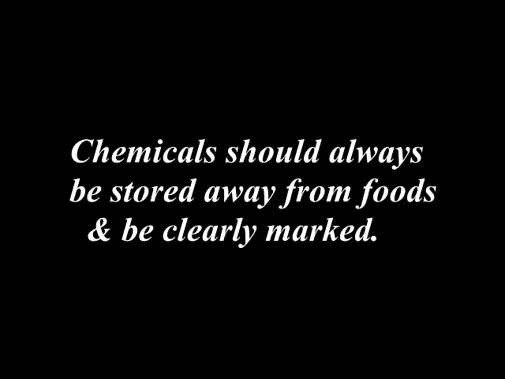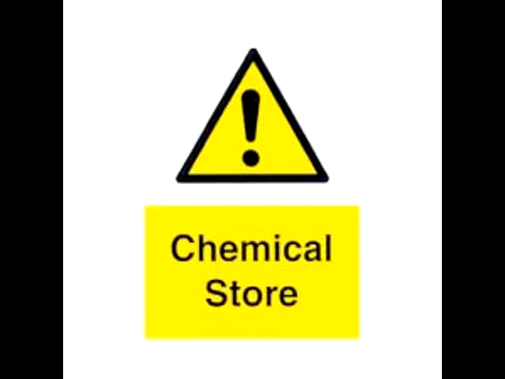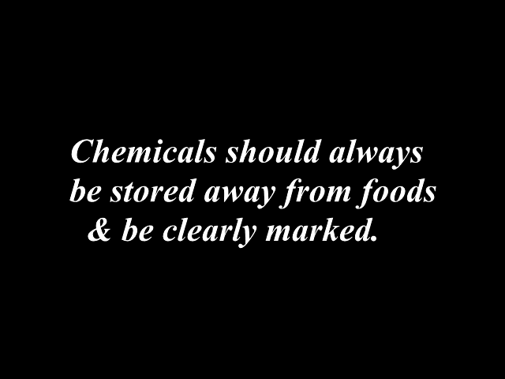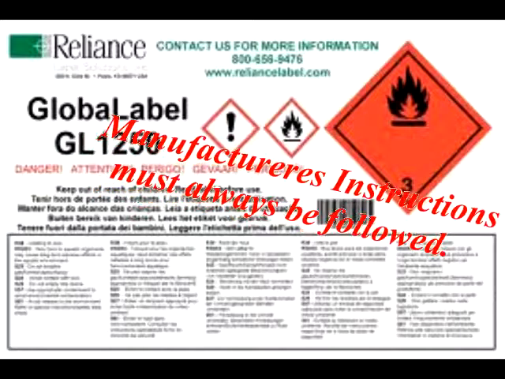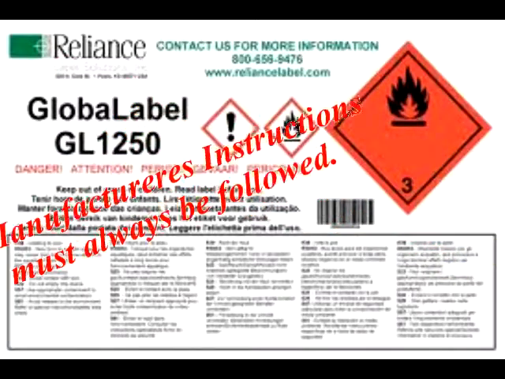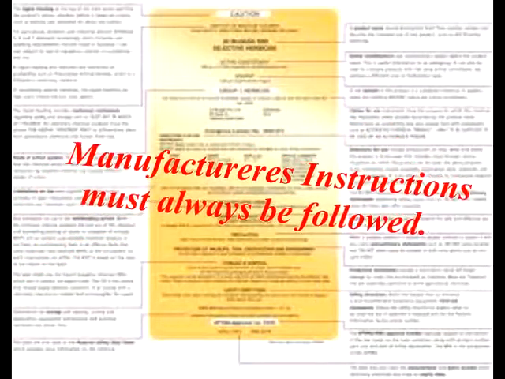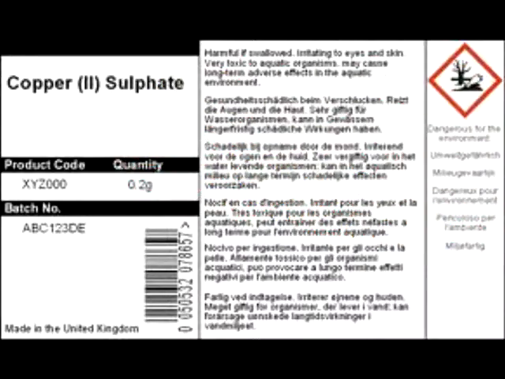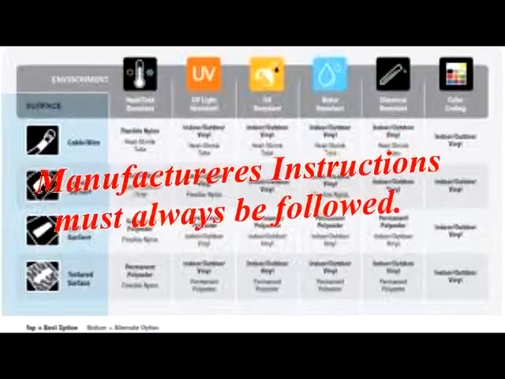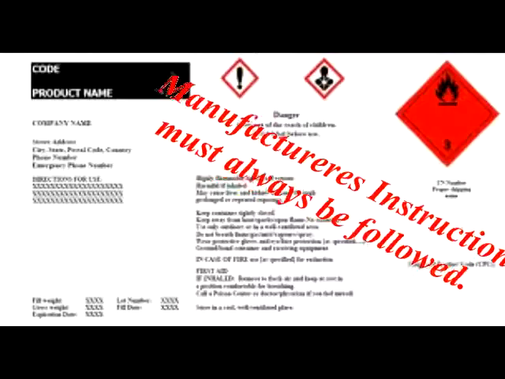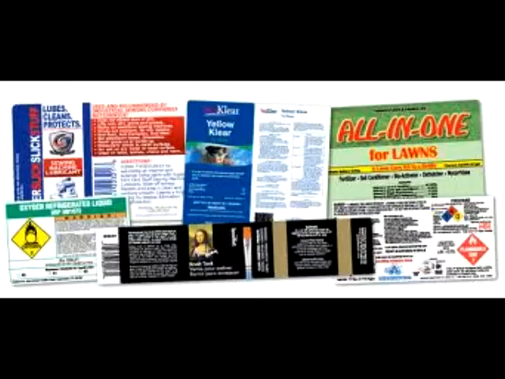To avoid mistakes, chemicals must always be stored separate from any food products and clearly marked as to their purpose. Manufacturers' instructions for the use of chemicals must always be followed, with particular emphasis to the dosage, safety, and the use of gloves, protective glasses or masks where stated.